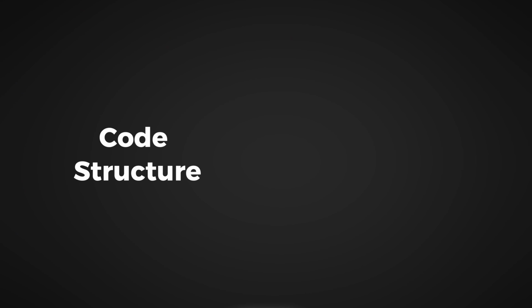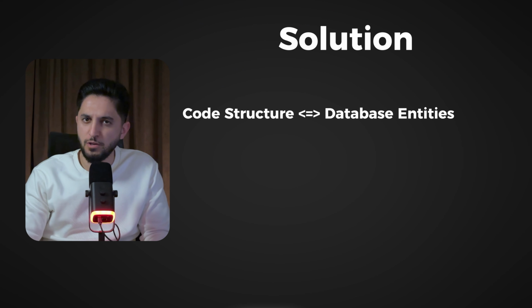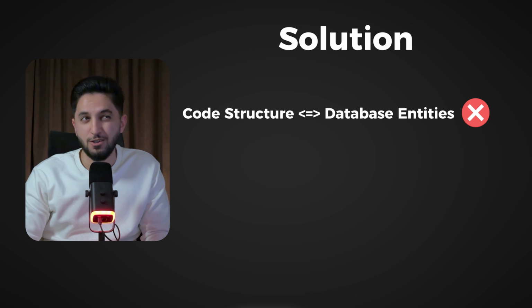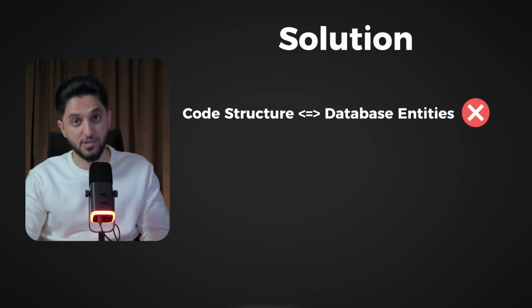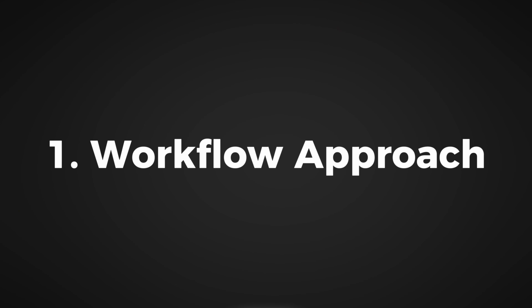And the root cause is simple. The code is structured around database entities, not around features. And that's when every small change starts feeling risky and slow. So if structuring your code around your database entities causes this mess, what should you do instead? What you should do is organize your code around behavior. And there are a couple of good ways to do that. We'll start with the first one, which is called the workflow approach.